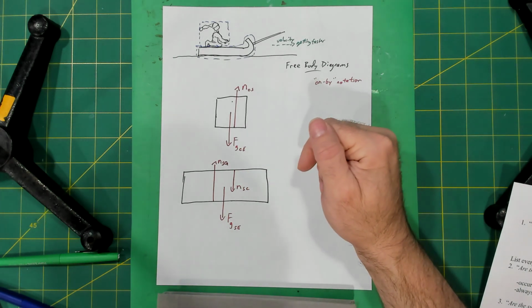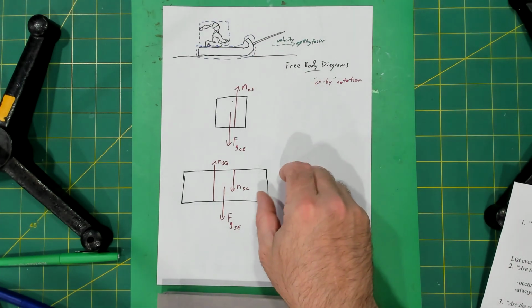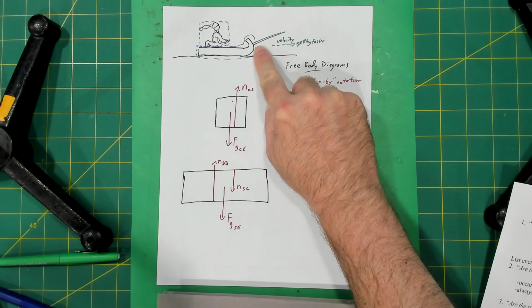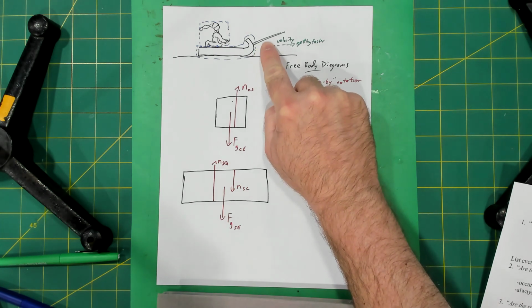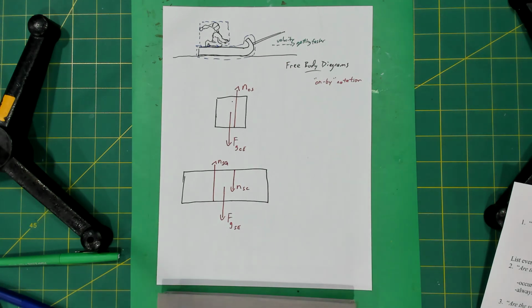And there's my normal forces. Now the rope, that's not really pressing into the sled. That's going to be a different kind of force, a force along a rope or string or wire. That'll be a tension we'll talk about in just a little bit. So there's my normal forces.